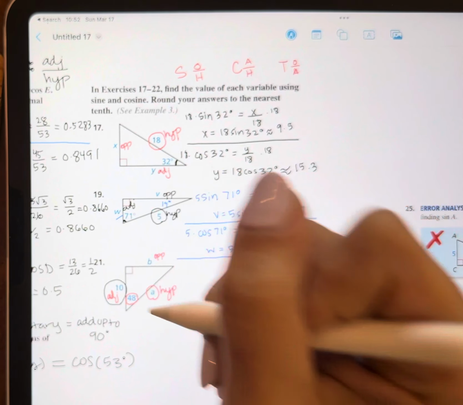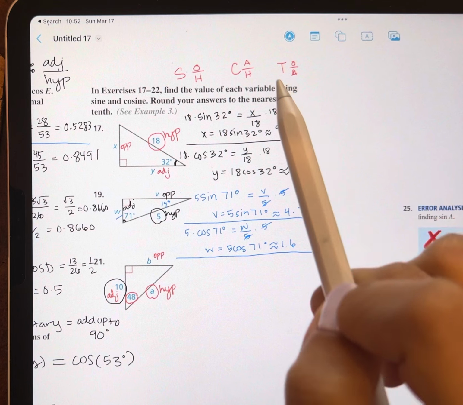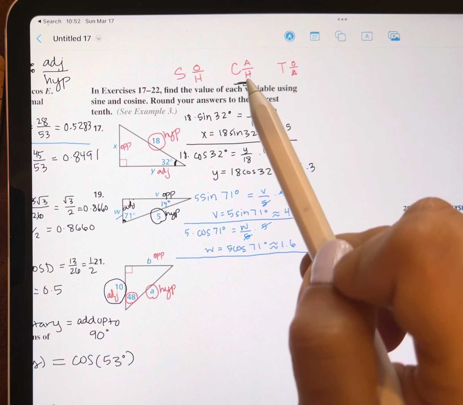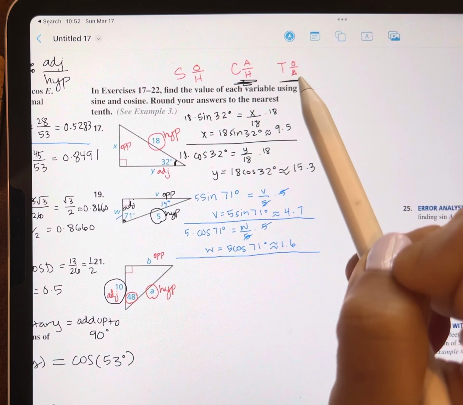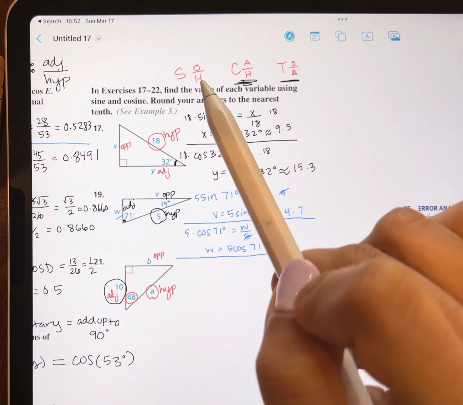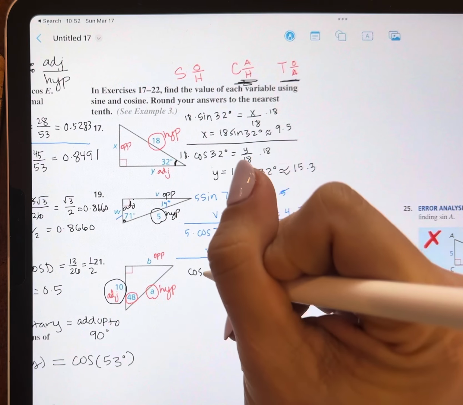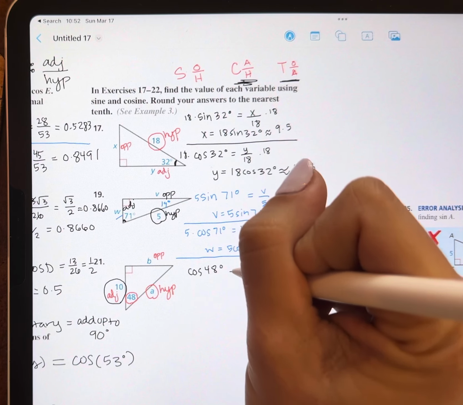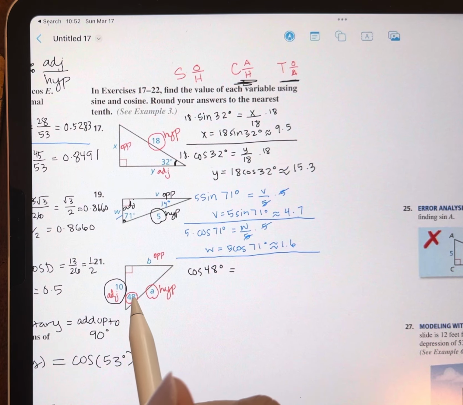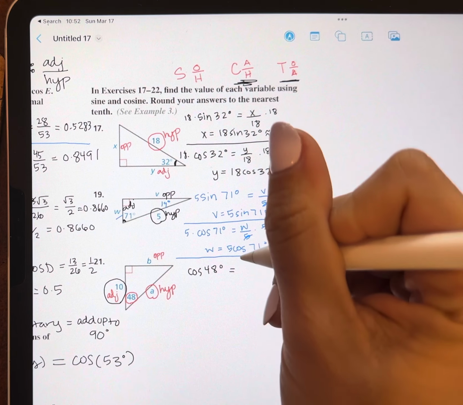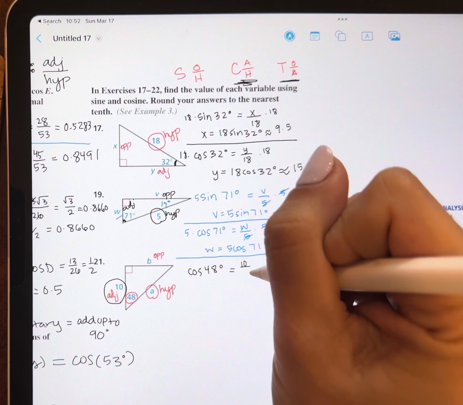Now, if I have to use adjacent, my options are either cosine or tangent, because they both have adjacent. I just can't start with sine, because then I'd be looking at opposite over hypotenuse, b over a, and I have too many variables and I cannot solve. Being that this is a sine and cosine section, let's do cosine. So we're going to go cosine of always an angle equals, and then we go adjacent, which is next to, which is 10, over hypotenuse, which is a.